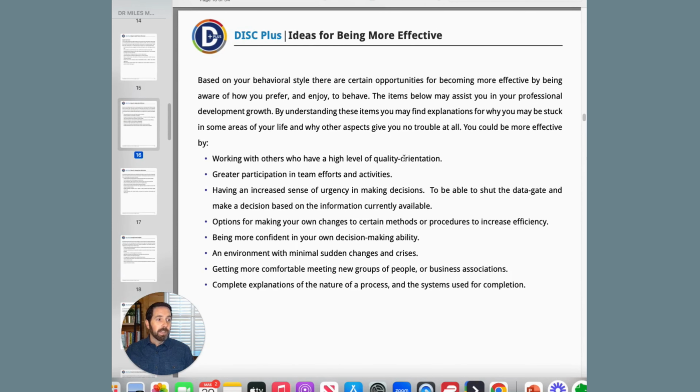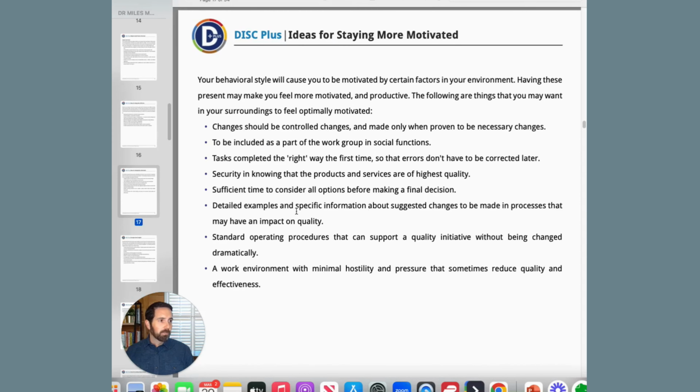Ideas for being more effective. We all want to be more effective. So for this person, greater participation in team efforts and activities could help them. So you can use this to help coach your own employees, look at it for yourself. Again, go back and reflect on it.